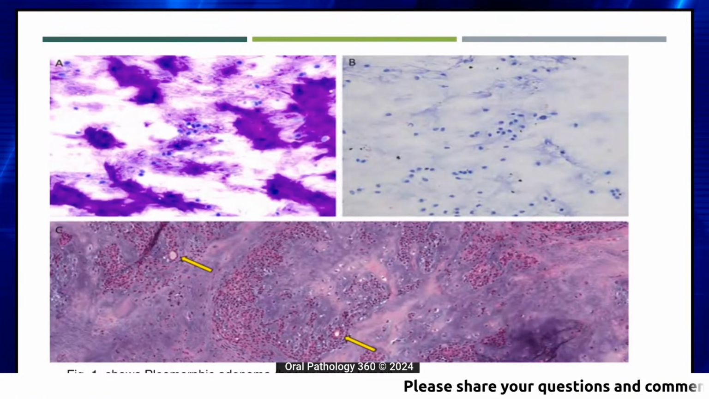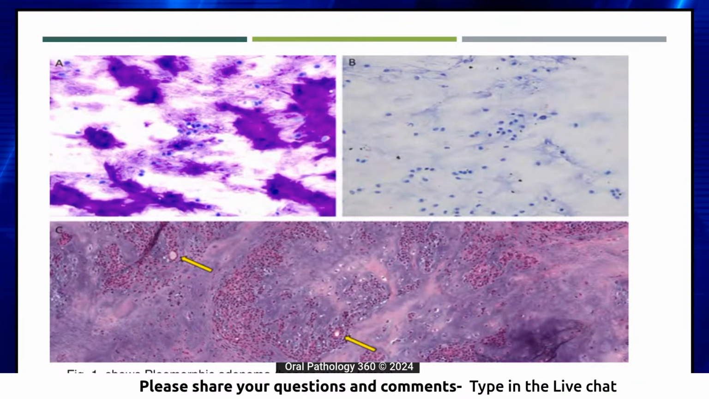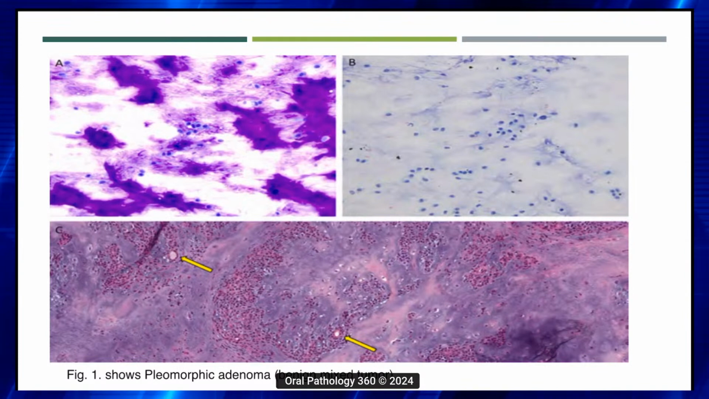Figure 1 is pleomorphic adenoma. In picture A, the Diff-Quik stain shows a fibrillary metachromatic matrix with embedded myoepithelial cells. Picture B demonstrates a less pronounced matrix on Papanicolaou stain, appearing light blue to green. H&E stained tissue sections show a chondromyxoid matrix with ductal and numerous myoepithelial cells.